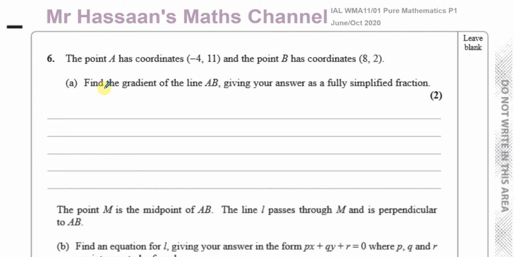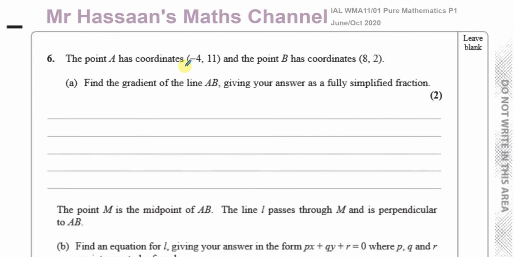This is now question number 6 from the International A-Level Edexcel Pure Mathematics P1 June/October 2020 paper. And here we have a question about straight line graphs. 6 part A tells us to find the gradient of the line AB which passes through the point (-4, 11) and the point (8, 2), sorry.